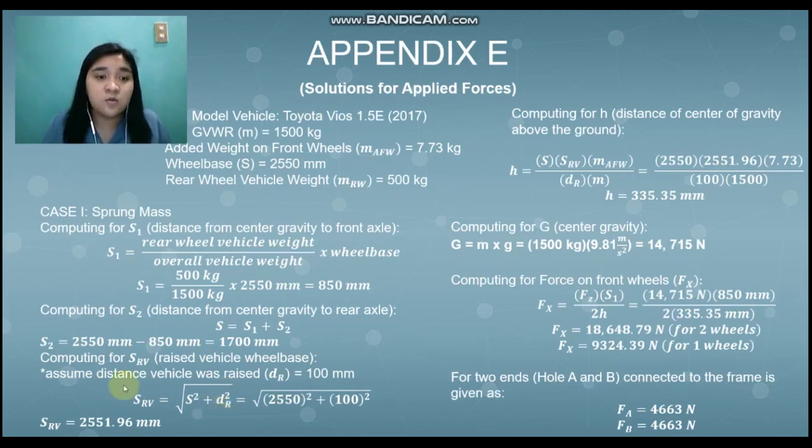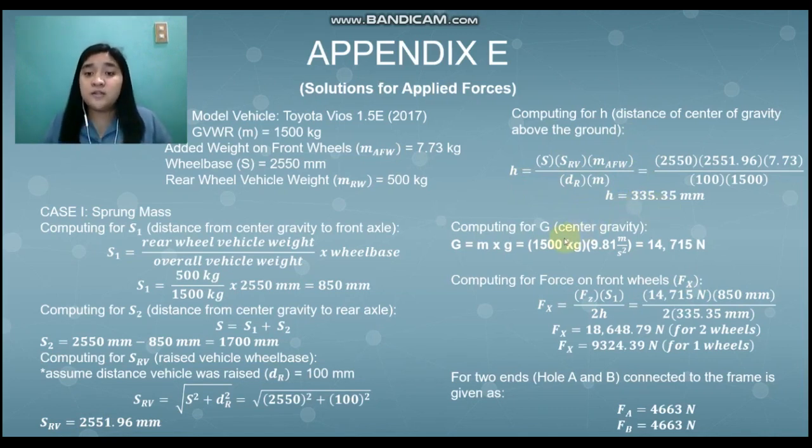the vehicle was raised. So we assume that the distance the vehicle was raised is 100 millimeters. So in substituting it to the equation, we got the SRV value of 2,551.96 millimeters. Now we have all the required values needed to be able to compute for H. We got a value of H of 335.35 millimeters.